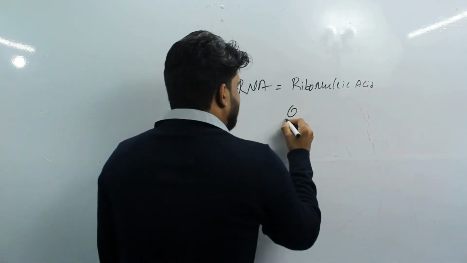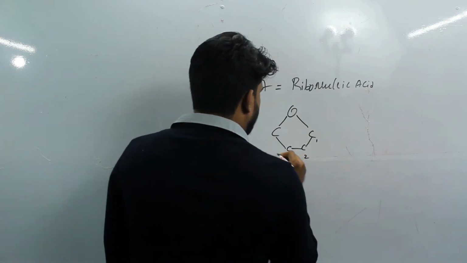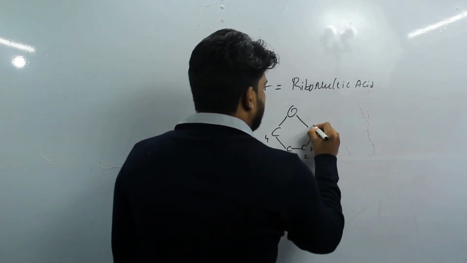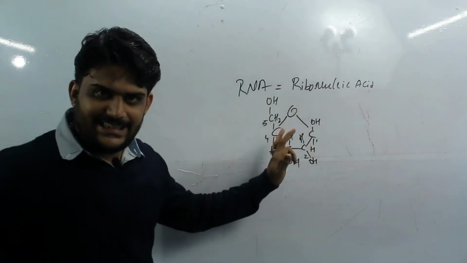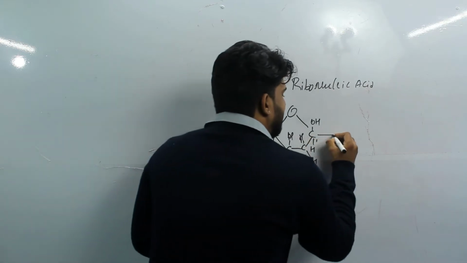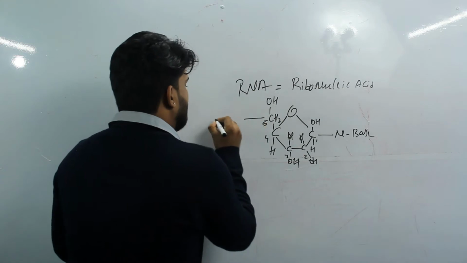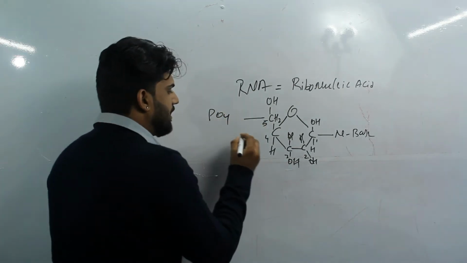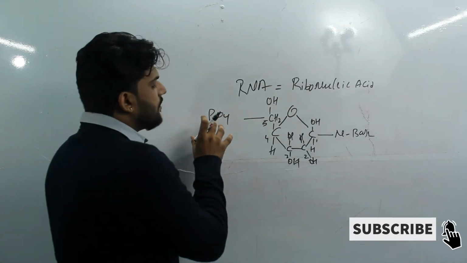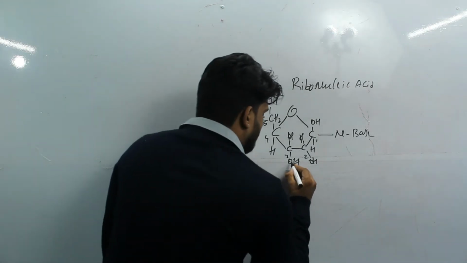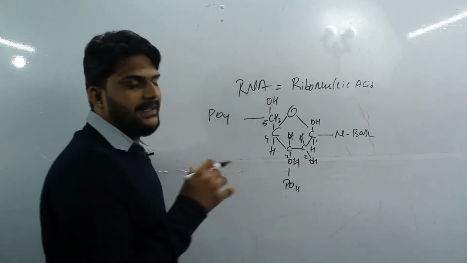As you can see over here, there are 4 carbon atoms, 1, 2, 3 and 4, which are attached with hydrogen. Now there are 5 carbon rings. This is a sugar molecule which is attached with a nitrogen base in the first position, and in the 5th position a phosphate group is attached. Also, while forming the polynucleotide chain, in the 3rd position the phosphate group may be attached.